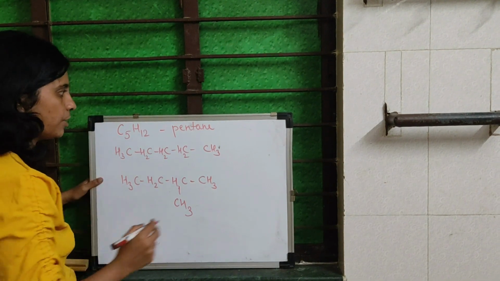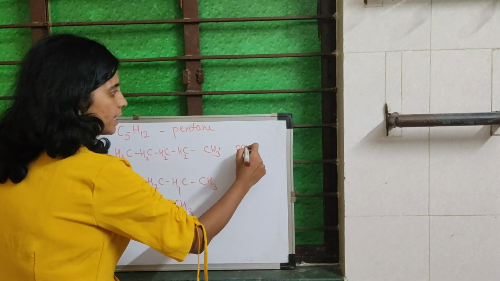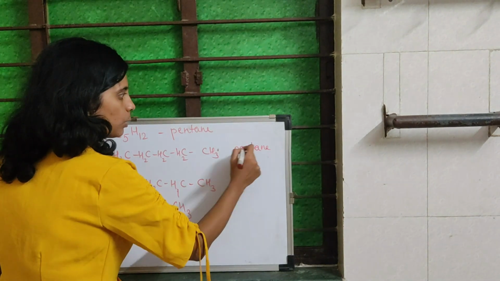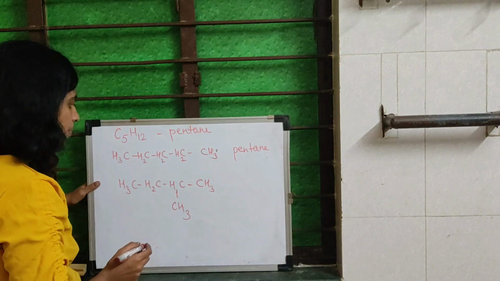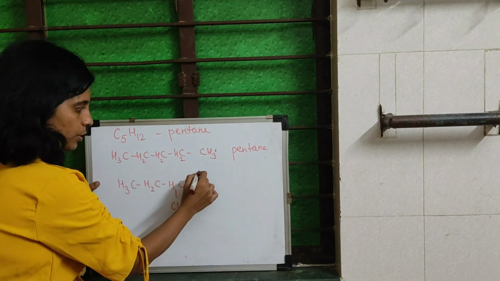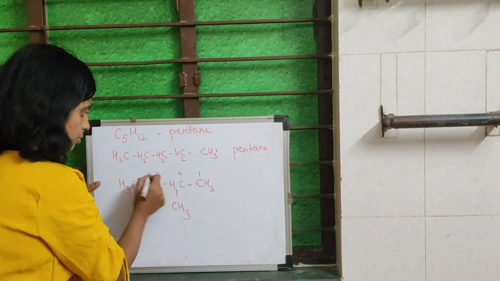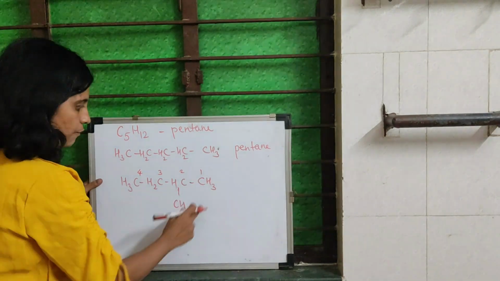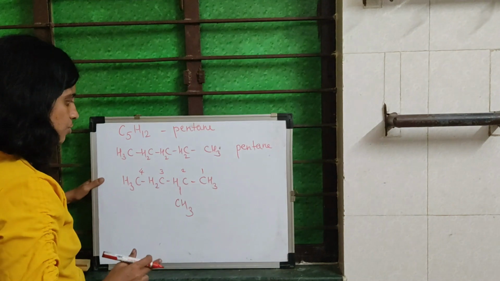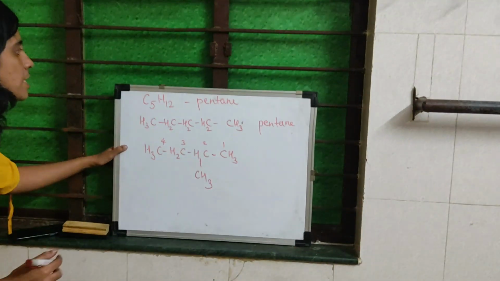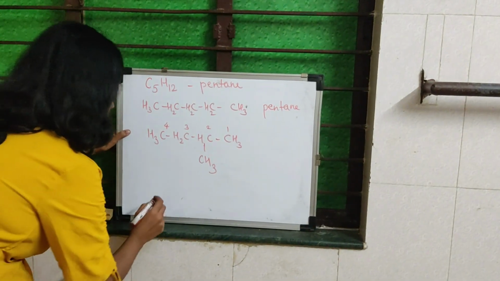If you remember, I had told before that while naming we always start from the end where the numbering will be the smallest. Now I will start the numbering from here. 1, 2, 3 and 4. Now if you see, methyl group is in which position? The second position. The methyl group is in the second position.